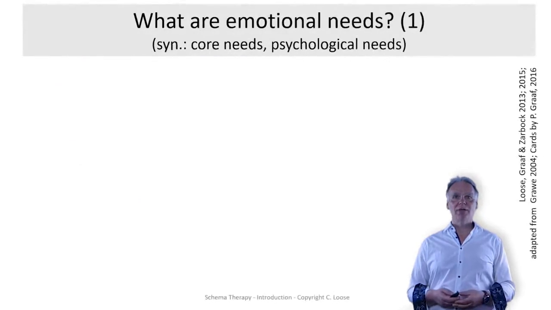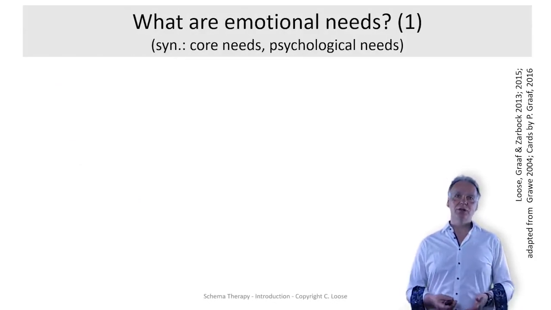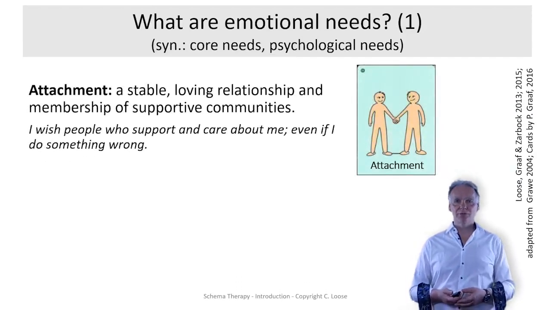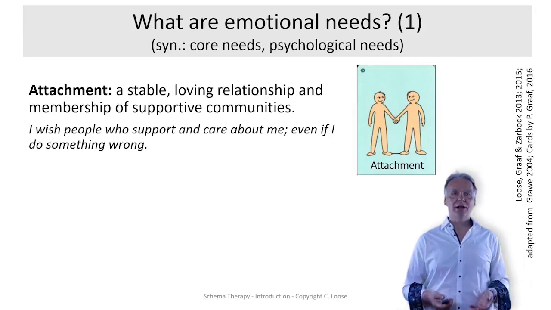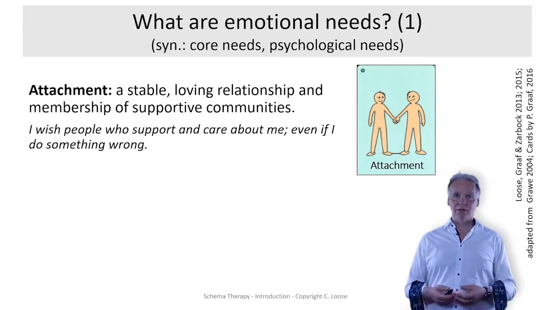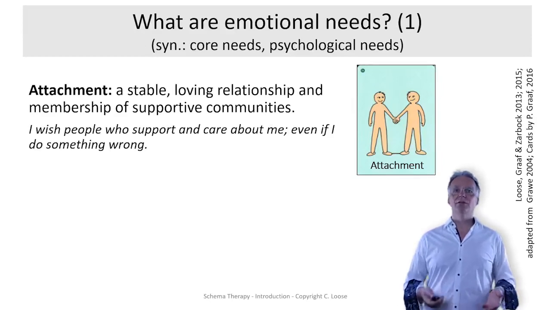But we also have other needs, which we would call emotional, core, or psychological needs. Here, first of all, I would like to mention the need for attachment. It means a stable and loving relationship to other members of my community, of my network. Everyone wishes for people who support them in an emotional sense.